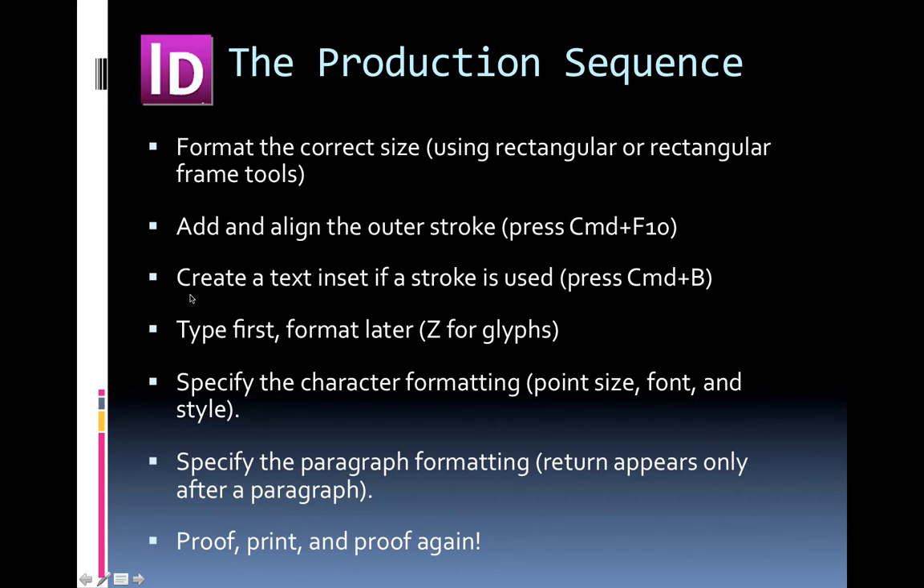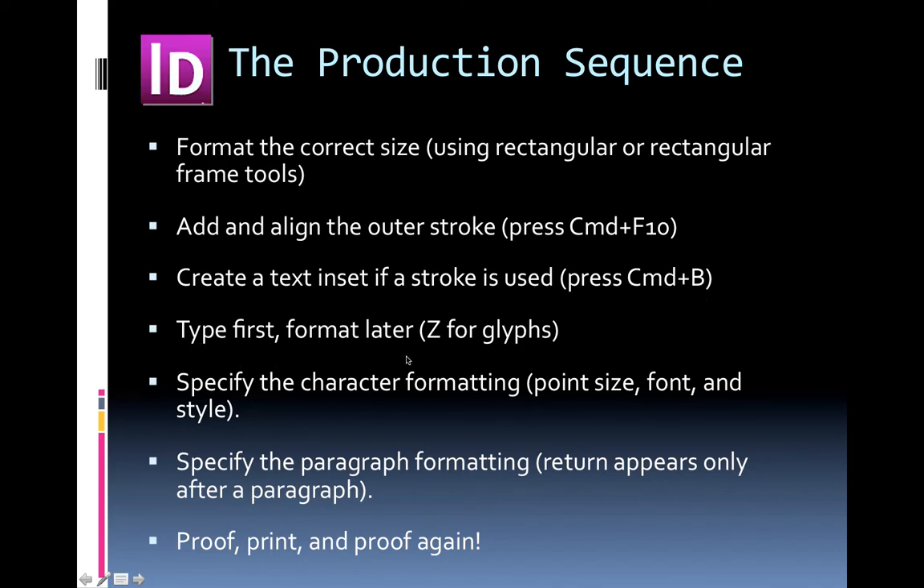And then you want to create a text inset if the stroke is used. How do you create a stroke? We will show that soon. If you miss the inset, what will happen is that the text will overlap with the stroke around the document, and that looks very unprofessional. You can use Command B to call out that, write this down on your notebook. You will use this later on.